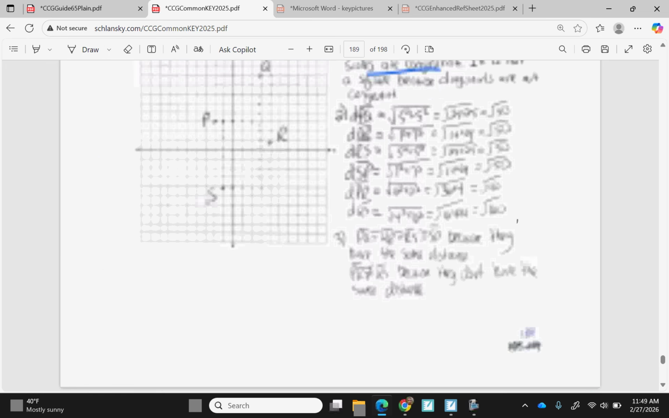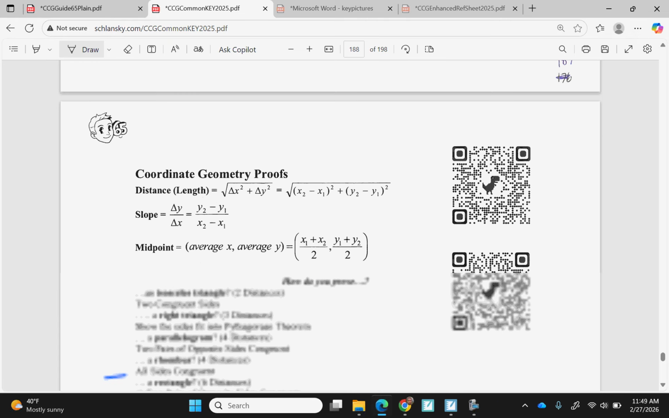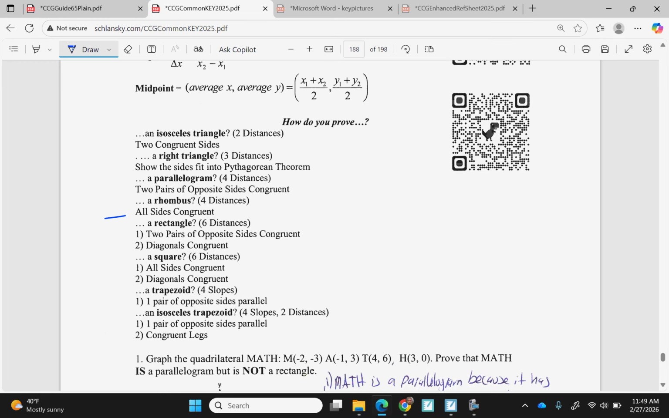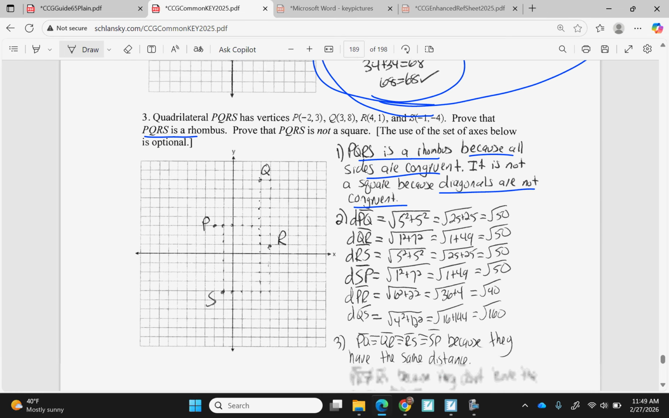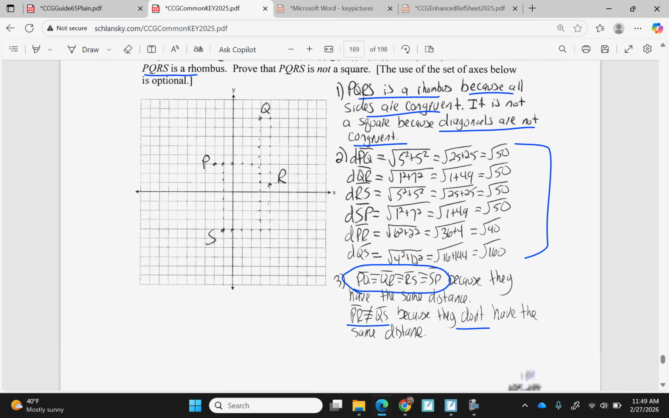It wants me to prove that it's not a square. So I say that it's not a square because the diagonals are not congruent. And again, if I go back up here, to prove it was a square, I would prove it did have diagonals congruent. So to prove it's not a square, prove it doesn't. From there, I did all my distances, which again, we talked about. And then in my third step, I stated what's congruent to what because they have the same distance, and what's not congruent to what because they don't have the same distance. And for the rhombus, to show that all sides are congruent, I just write that PQ is congruent to QR, is congruent to RS, is congruent to SP. That's how I see that they're all congruent.